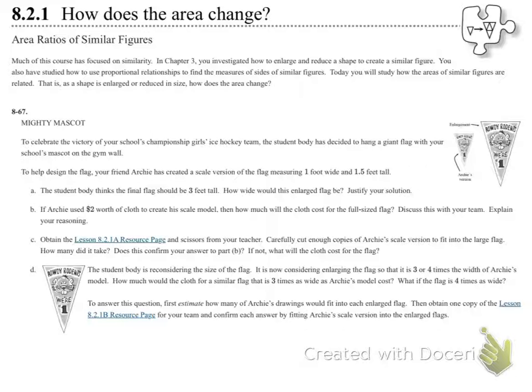All right, so to start this question out, it says, to celebrate the victory of your school's championship girls ice hockey team, the student body has decided to hang a giant flag with your school's mascot on the gym wall. To help design the flag, your friend Archie created a scale version of the flag measuring 1 foot by 1.5 feet tall. So there's some important information. We've got a scale drawing of the flag that we want to make. The student body thinks that the final flag should be 3 feet tall. How wide would this enlarged flag be?